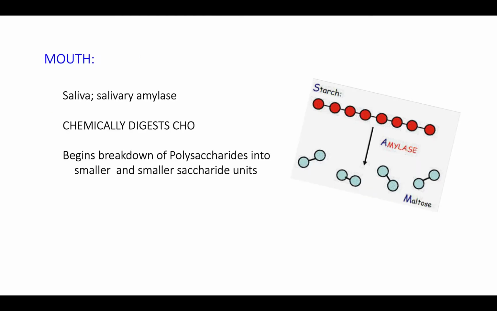In the mouth, salivary amylase found in the saliva begins the chemical digestion of carbohydrates. It breaks down these long chains of starch, and it begins to break them down into smaller and smaller saccharide units. In this case, they're being chopped up into 2-carbon disaccharides.